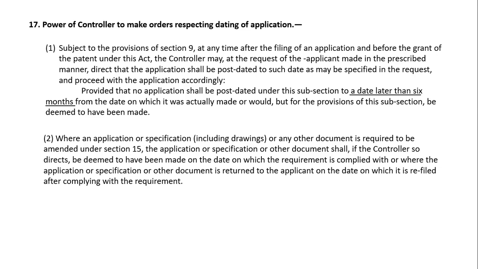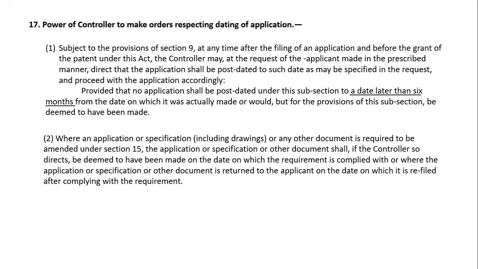So you understand post dating, that is, when post dating can happen: at the time when you are unable to file your complete application within the prescribed 12 months. At that time your priority date will be shifted by however much time you have post dated. Suppose you have post dated your application by 3 months, your priority date will be shifted.